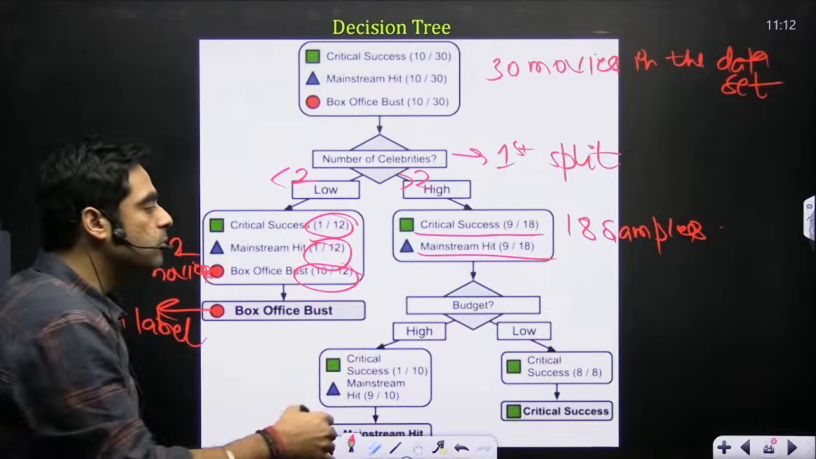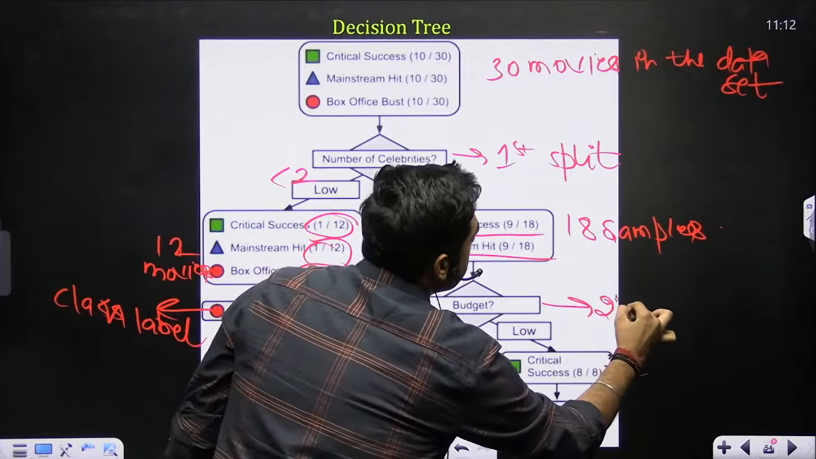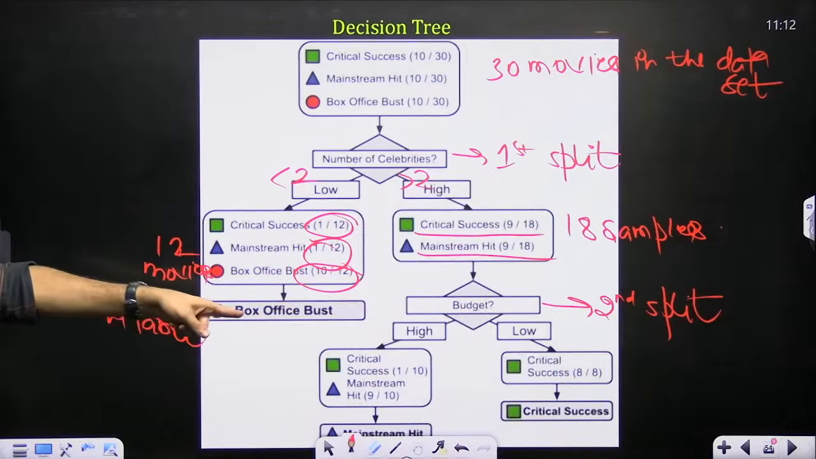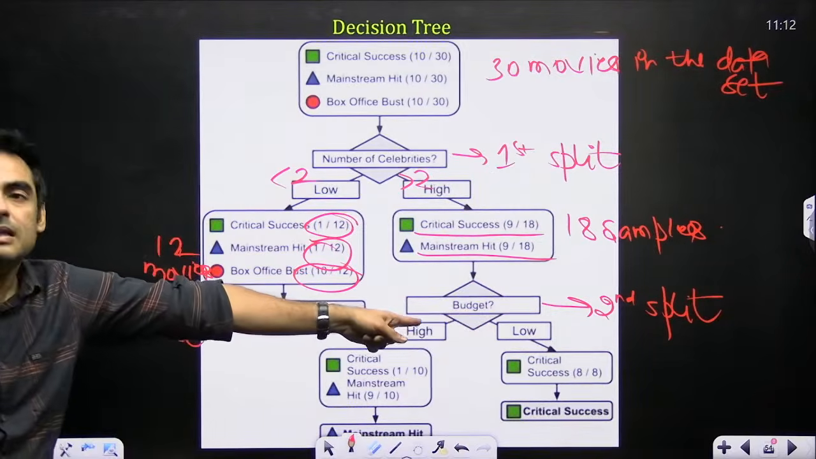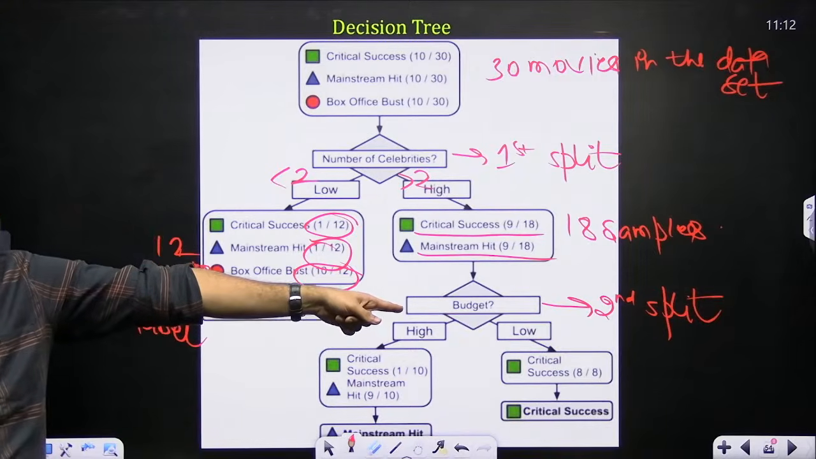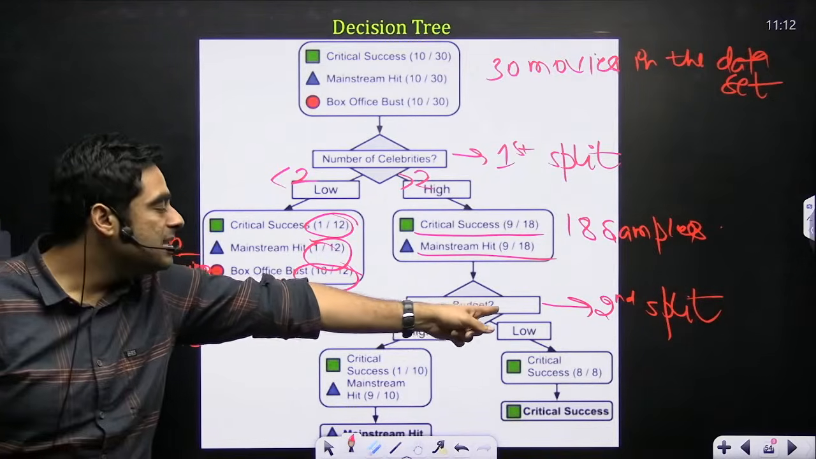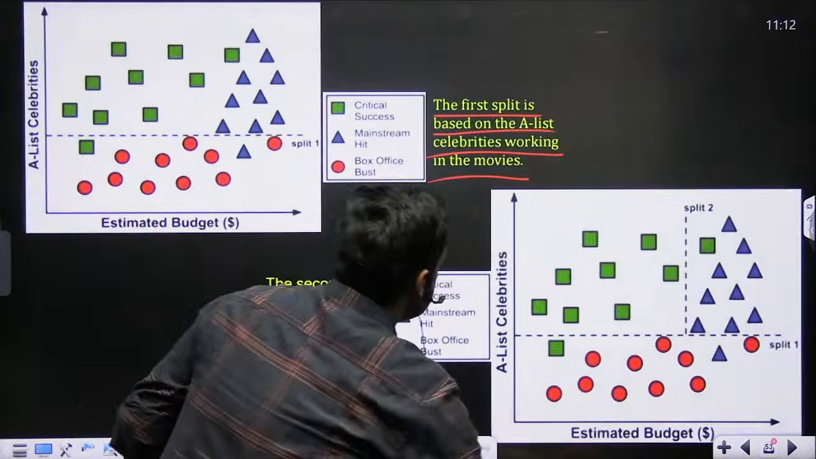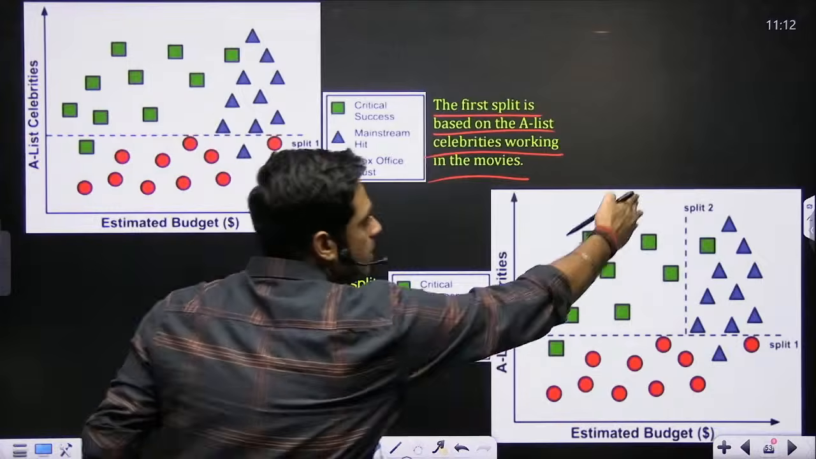On what would I do this split? This is my second split. I would do the second split on the budget. So when the budget is high, just see here, this is the second split.